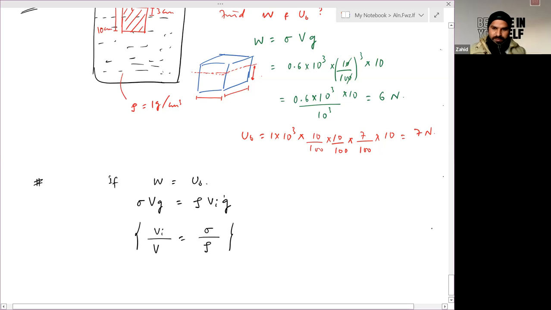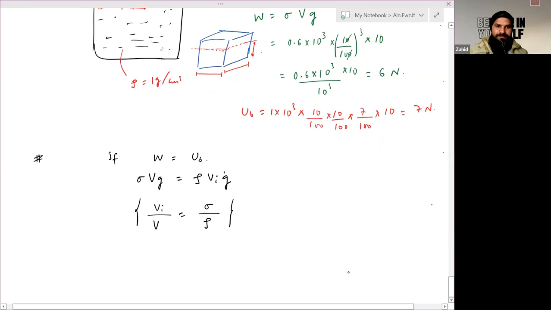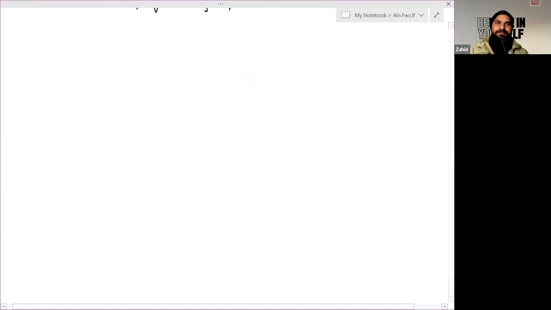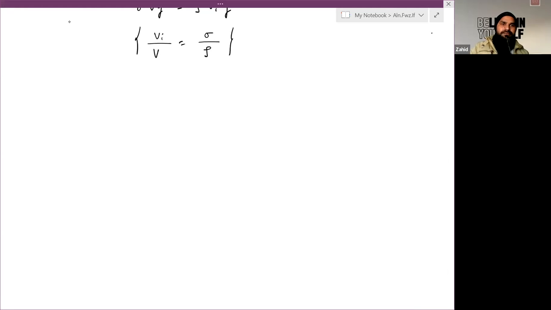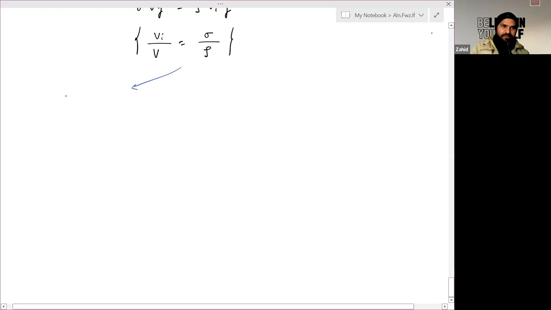Now, we may define this particular fraction in 3 different ways. First, if volume immersed is smaller as compared to total volume of object, it means there is partial immersion of object in liquid. So this particular fraction will become less than 1. So you will say density of object will be less than density of medium. Is it clear? Yes, sir.